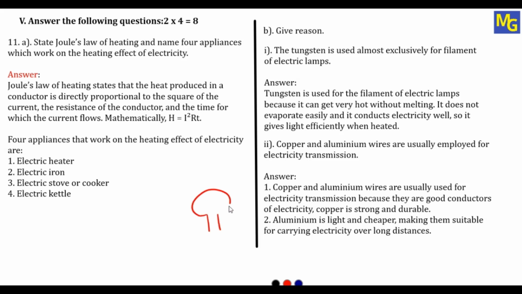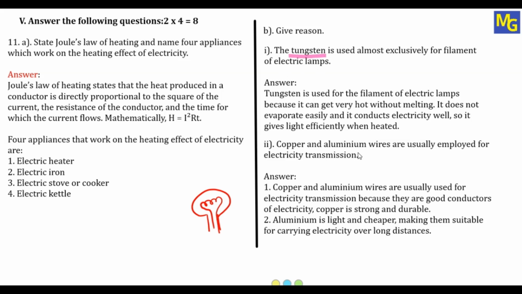There will be bulbs like this, and in the bulb there will be one wire. This inside wire, which you can see, is nothing but a tungsten wire present in the bulb. So this will get heated up, and at high temperature it starts glowing. At that high temperature it will not melt, it will not evaporate, but it will glow. With the help of that glow we can see the light, and that is the reason why we are using tungsten in electric lamps.